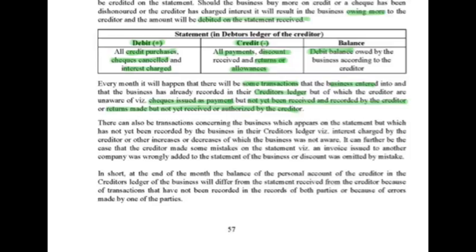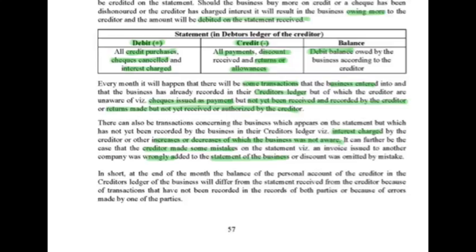There can also be transactions concerning the business which appear on the statement but which have not yet been recorded by the business in their creditor's ledger. For instance, interest charged by the creditor, or others, an increase or a decrease of which the business was not aware. It can further be the case that the creditor made some mistakes on the statement. For instance, an invoice was issued to another company but was wrongly added to the statement of the business, or a discount was omitted by mistake.